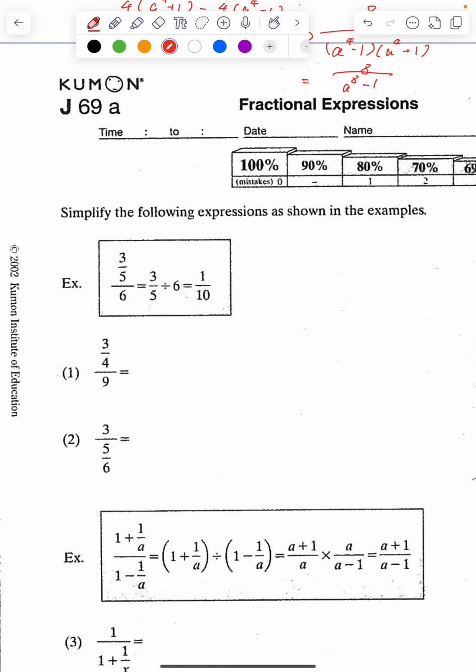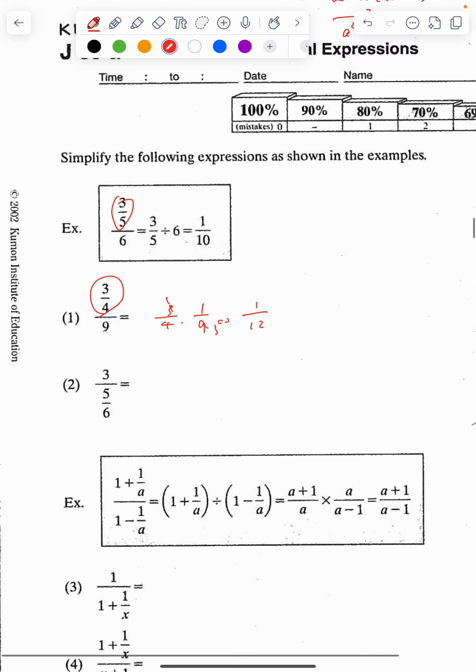So this is also a fraction expression. Based on the example over here, we have 3 over 5 over 6. Pretty easy, right? You're just doing fractions, you're just converting it. So over here you have 3 over 4 times 1 over 9, basically. So 1, 3, you have 1 over 12. This is more like level E stuff.